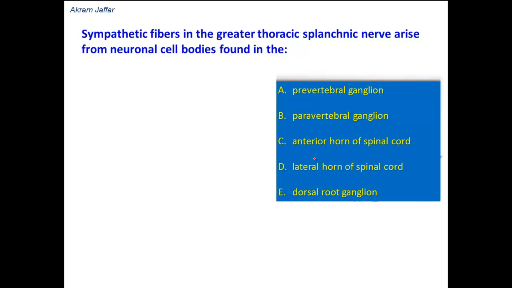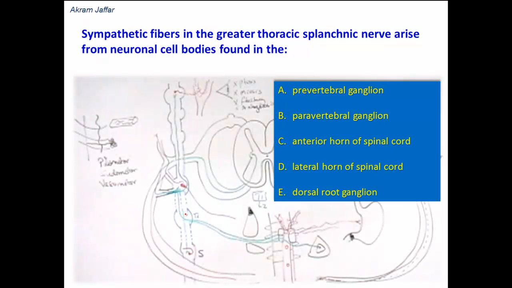Sympathetic fibers in the greater thoracic splanchnic nerve arise from neuronal cell bodies found in the... First of all, let's decide what is meant by the greater thoracic splanchnic nerve, and which fibers it carries. The greater thoracic splanchnic nerve, like the other splanchnic nerves in the thorax, the lesser and least splanchnic nerves, are branches of the thoracic sympathetic trunk.